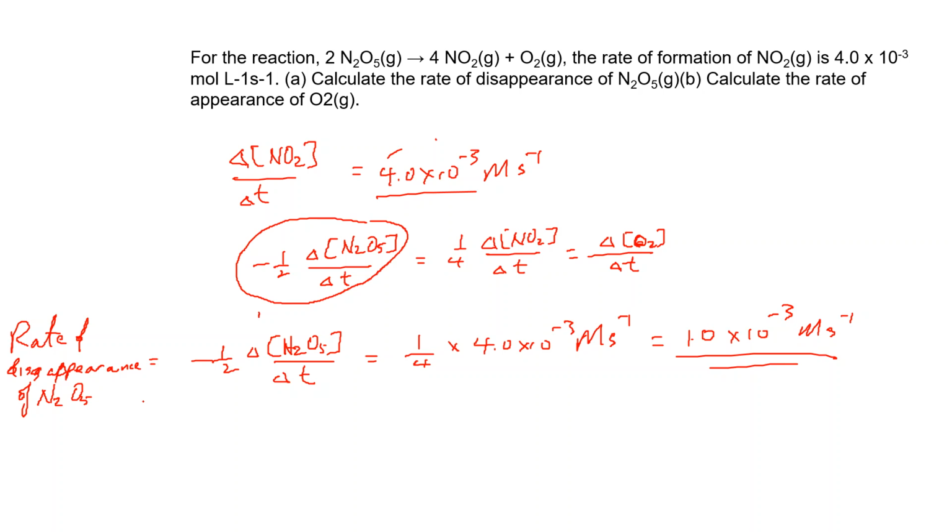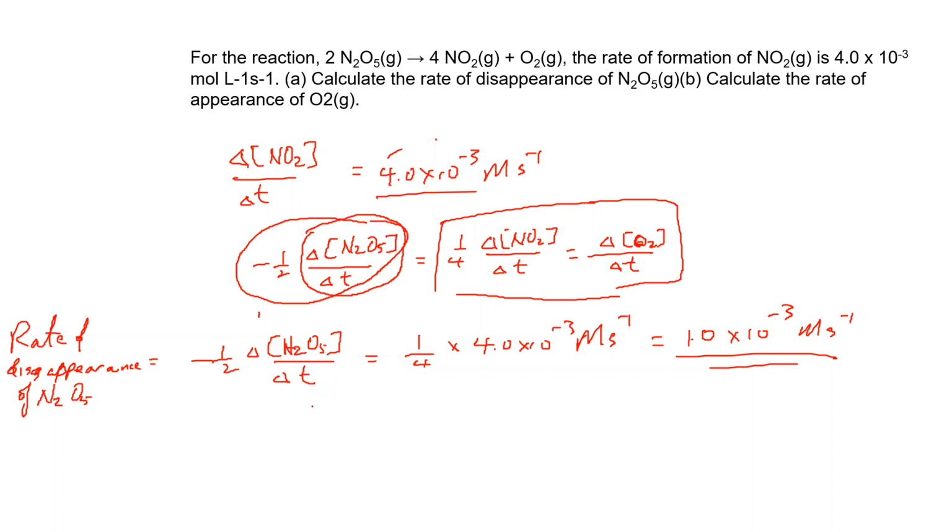Now the B part is asking for the rate of appearance of O2. And again, all we have to do is go back to this expression right here. And this time look at the relationship between the rate of formation of O2. Actually, I made a big error. Going back to the A part, the rate of disappearance of N2O5 is actually given by this part right here. All right? So this is what I need to find.